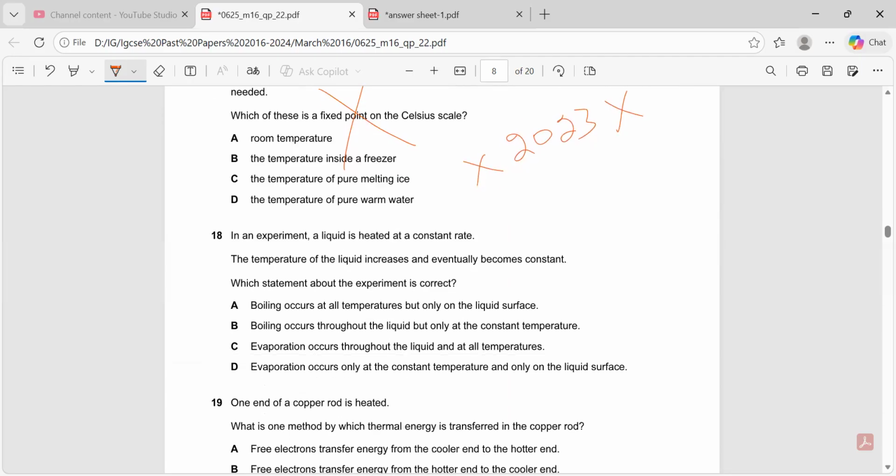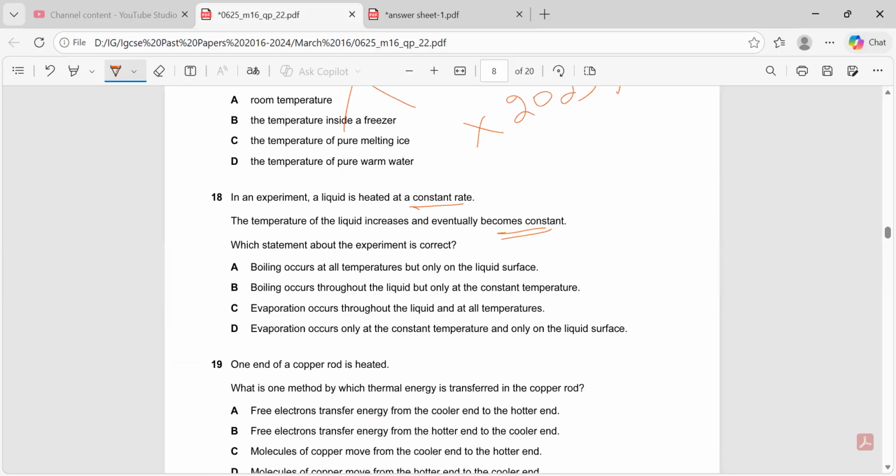In an experiment, a liquid is heated at a constant rate. The temperature of the liquid increases and eventually becomes constant. Which statement about the experiment is correct? Boiling occurs at all temperatures but only at the liquid surface. No. Boiling occurs throughout the liquid but only at a constant temperature. Looks to me correct. Evaporation occurs throughout the liquid. Wrong. Evaporation occurs only at constant temperature. Wrong. So it means the correct answer is what? B. So the answer for question number 18 is B.